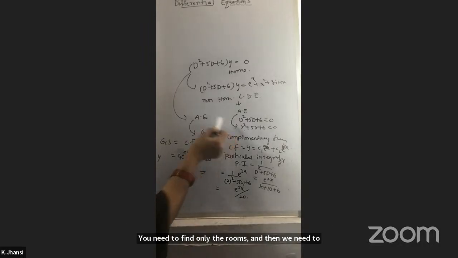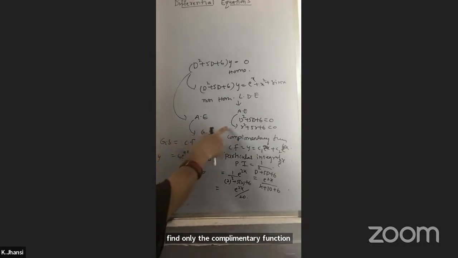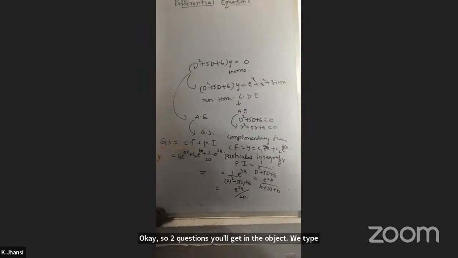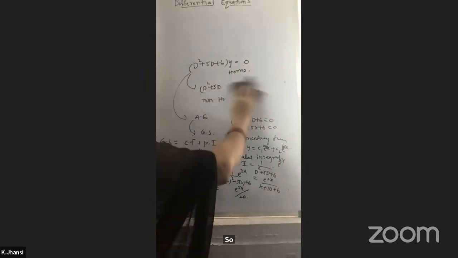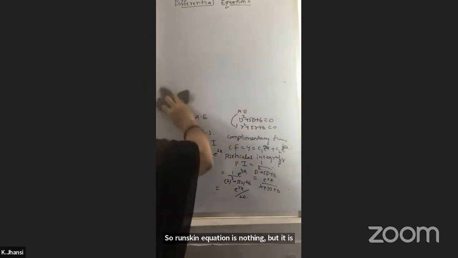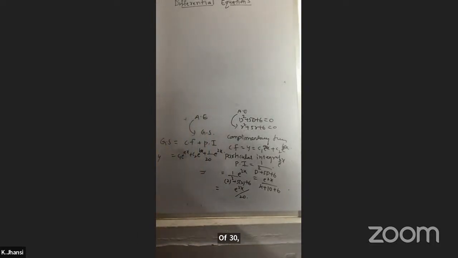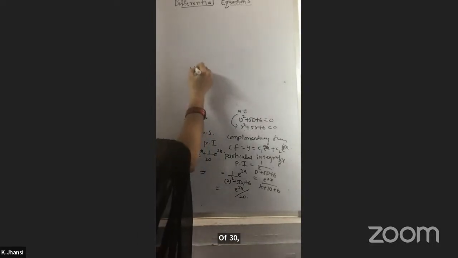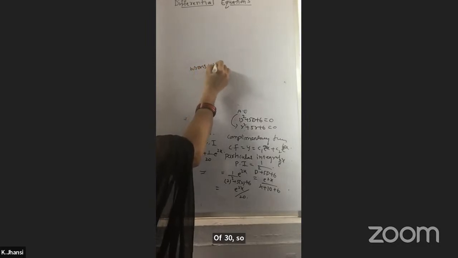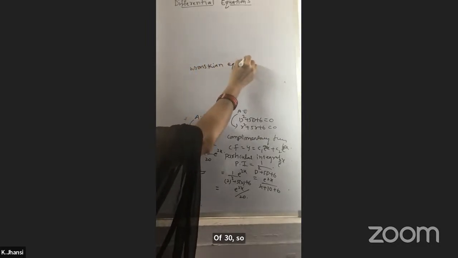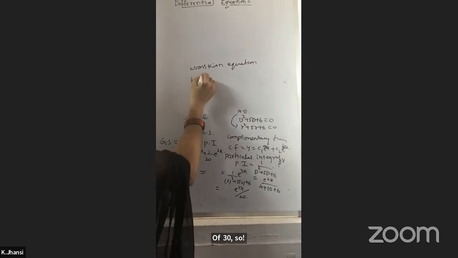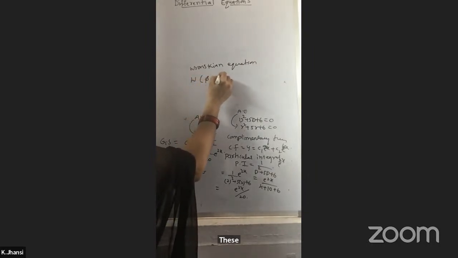So 2 questions you will get in the objective type of questions and a 5 marks question is compulsory. In this unit, you have the concept of the Wronskian equation. The Wronskian is represented as W of phi1, phi2.